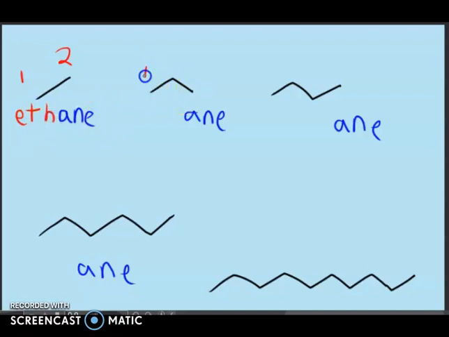This molecule would be 1, 2, 3. See how we have these 3 carbon points here? So that would be PROP for propane. Now due to time, I'm going to let you guys see these and try to figure these out yourselves while I switch us back into lecture mode.